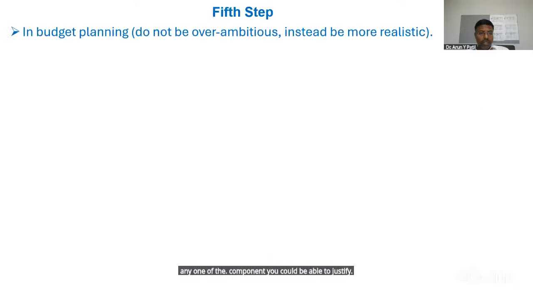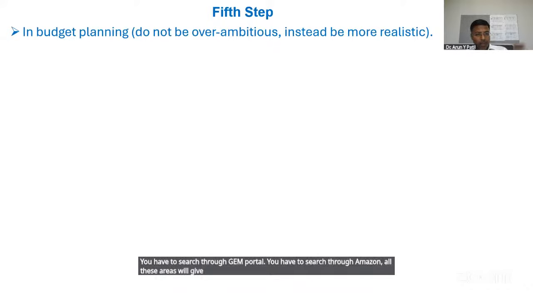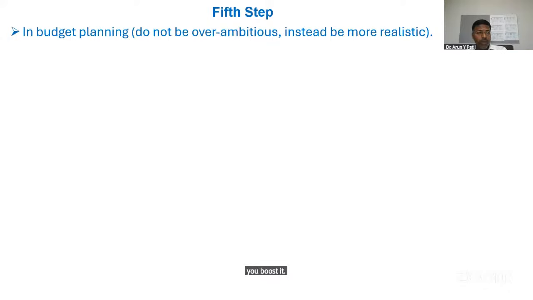The next phase is the budget planning, very important. Do not be over ambitious, instead be more realistic. Very important. How to get the clarity about it? You have to search through India Mart, you have to search through GEM portal, you have to search through Amazon. All these areas will give you the exact prices. You boost it by 10 to 15% to the actual value.